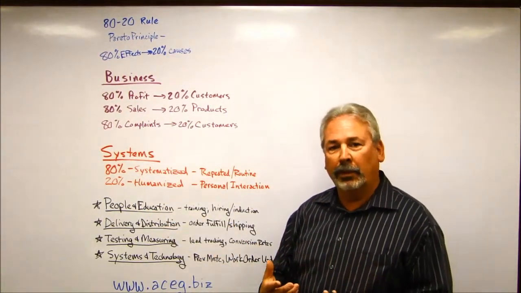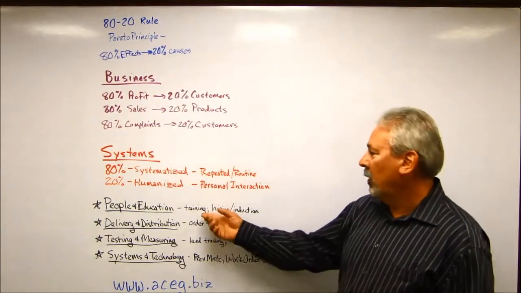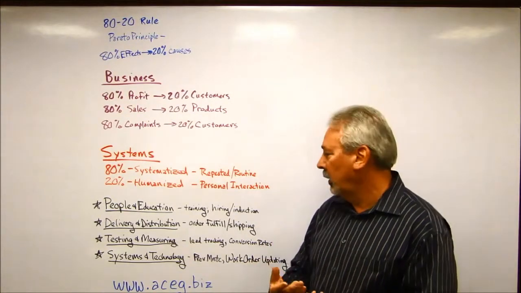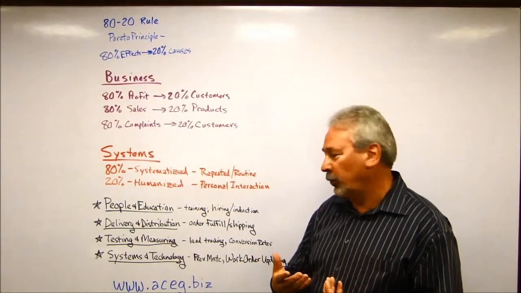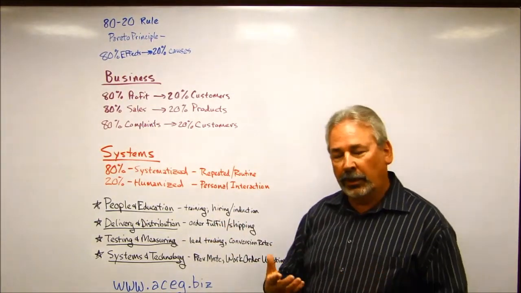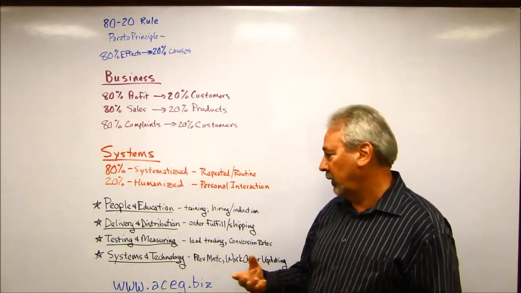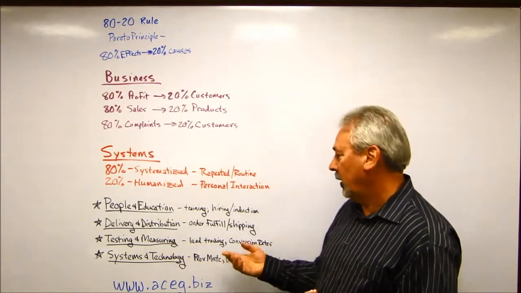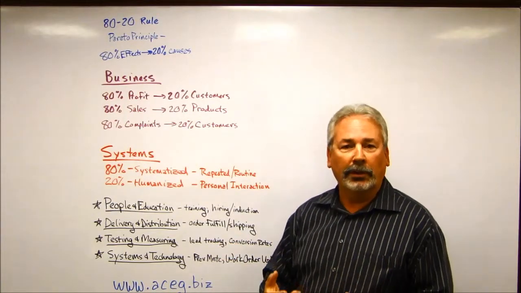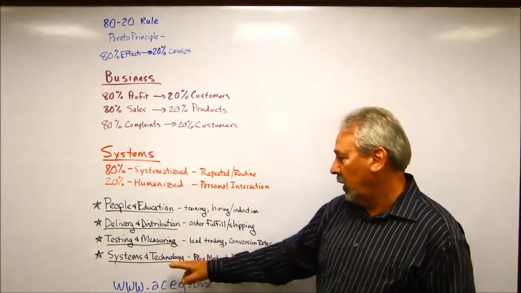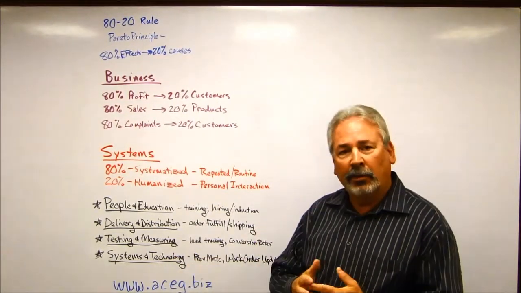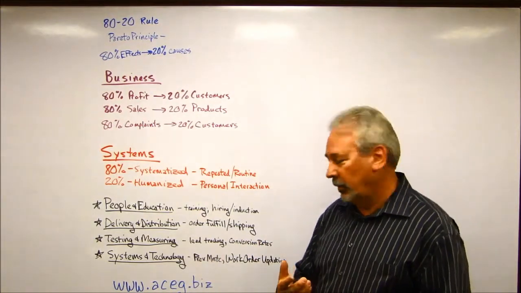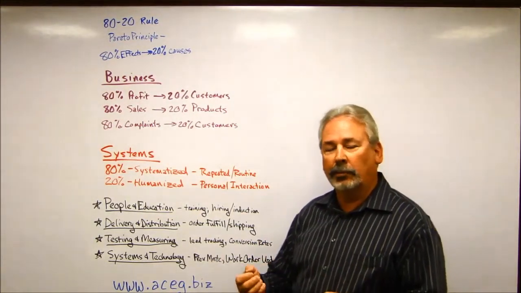Examples of what you may look to systematize in that would be around training, hiring, or your induction process for new employees. In the area of delivery and distribution, you would potentially focus on order fulfillment or on your shipping processes. In the area of testing and measuring, many of the things that we talk about in our 5 ways fall into this: lead tracking, conversion rates, average dollar sale, those types of things. And then in systems and technology, there are prime areas for systemization around preventive maintenance of equipment or around work order updating, those types of things.